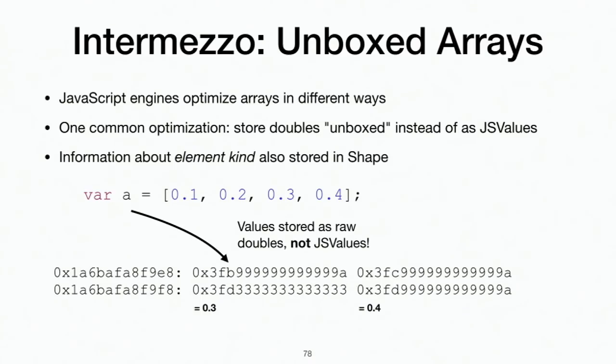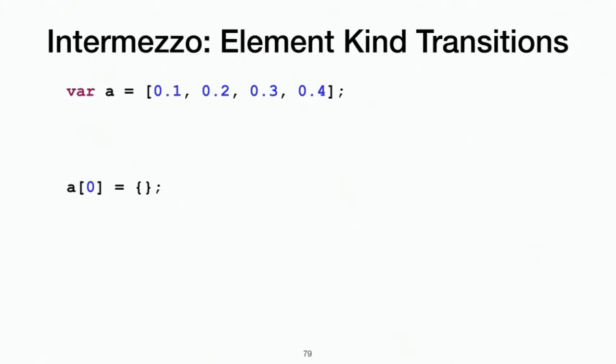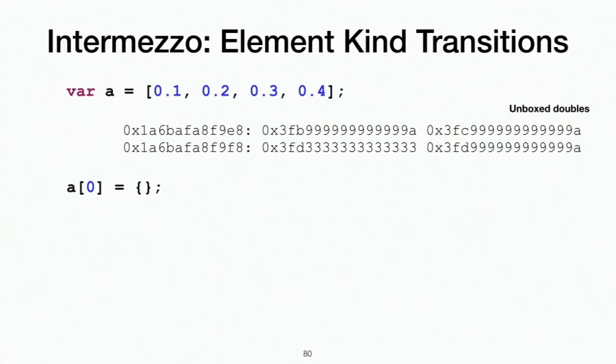So if you look at the backing storage of this array in a debugger, maybe you would see that it just stores raw doubles. And this information is also stored in the shape. So here for this array, the shape tells us that it's storing unboxed doubles. So that brings up the question, well, what happens if we store something that's not a double in such an array? And well, what happens?